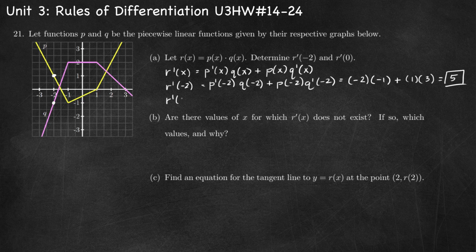Now r prime of 0 is going to equal p prime of 0 times q of 0 plus p of 0 times q prime of 0. So p prime of 0, let me change colors here. P prime of 0 will be the slope of p at 0. So the slope here is 1/2. And then q of 0 will be the value of q at 0, so that's 2, plus p of 0. P of 0 is -1/2. Q prime of 0 is the slope here, which is 0. So that's going to just equal 1 after we simplify.